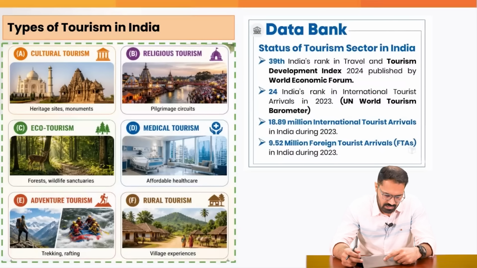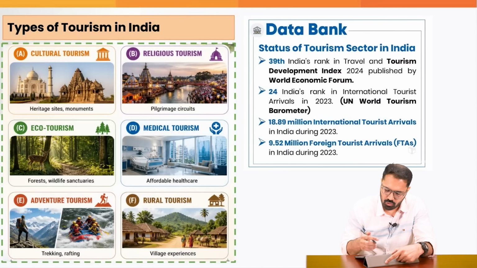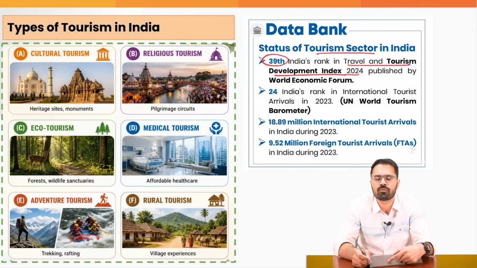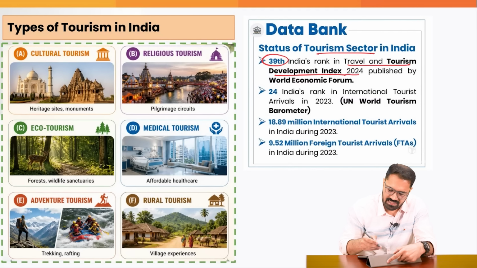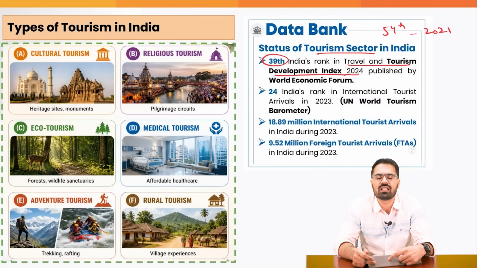Fine. Now, what are the different kinds of tourism in India? Before that, let's have a look over the various data. Now, status of the tourism sector in India. India was ranked 39th in the Travel and Tourism Development Index 2024, published by the World Economic Forum. The rank of India has improved. It was 54th, I think, in 2021. It has improved from there, but still more needs to be done.